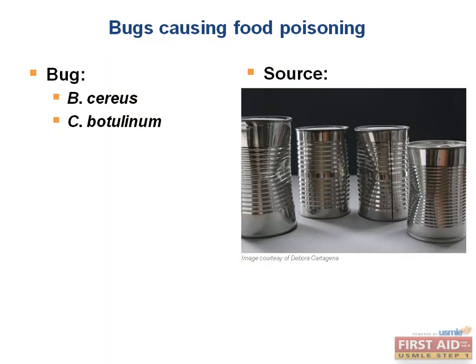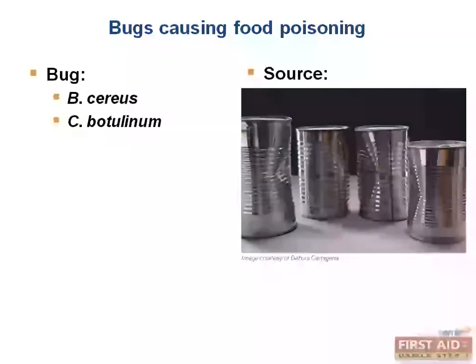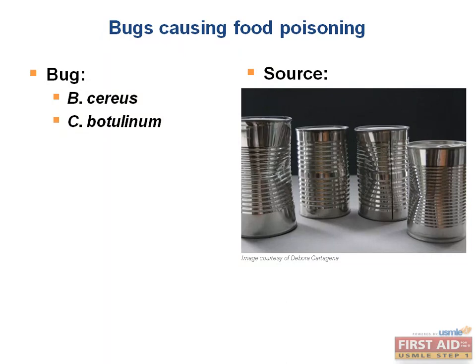Do you know why these bulges exist? It's because the bacteria release various gases as products from digestive processes, which manifest as these dents and bulges in the cans. In the case of C. botulinum, do you remember what causes the disease in A. adults and B. kids?